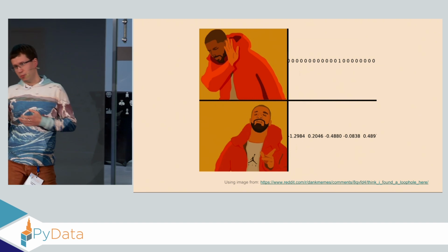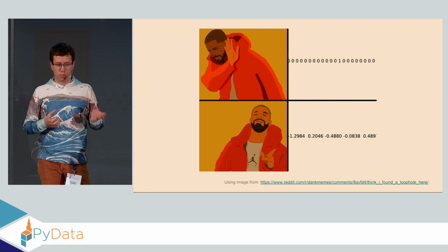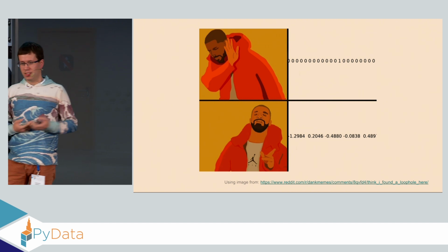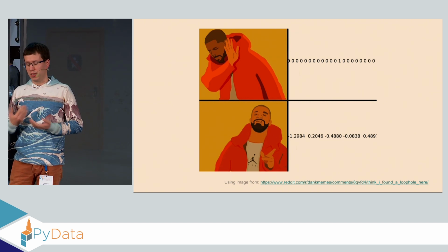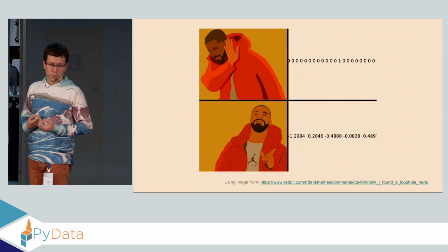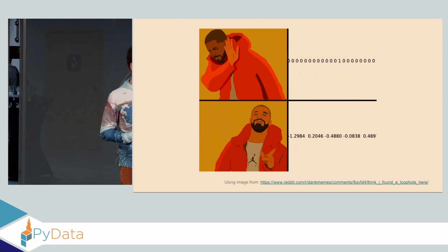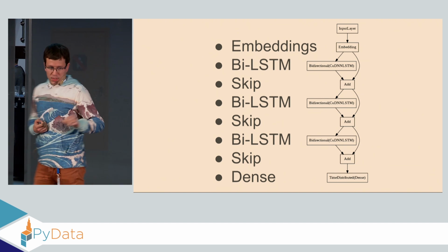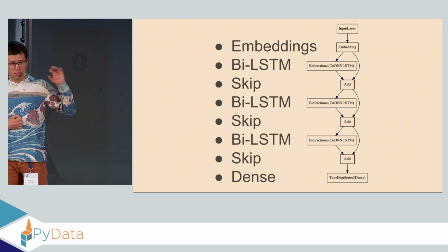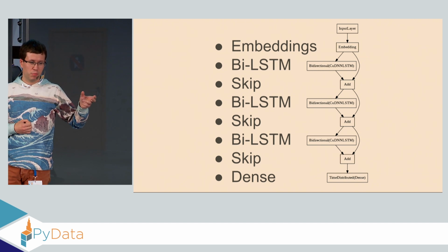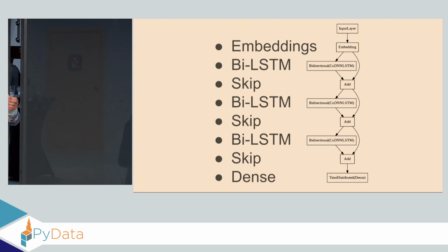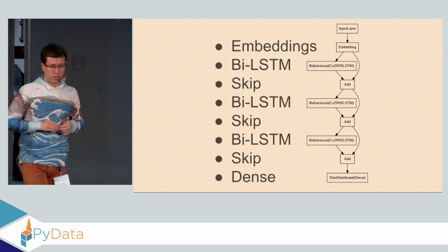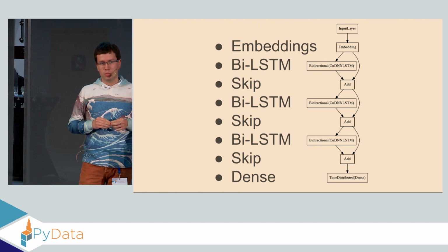You probably heard about those examples where, for example, the sum of king and male is something similar to the sum of queen and female. You probably heard lots of those examples in other talks. So embedding is the lowest building block for the network. And we tried several different architectures for this problem.